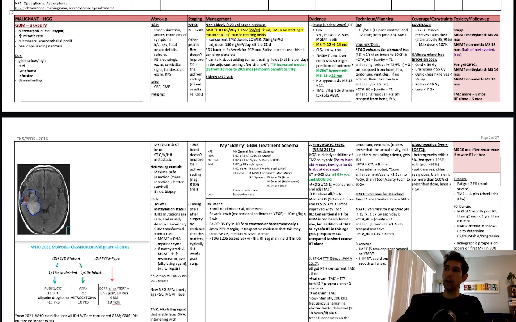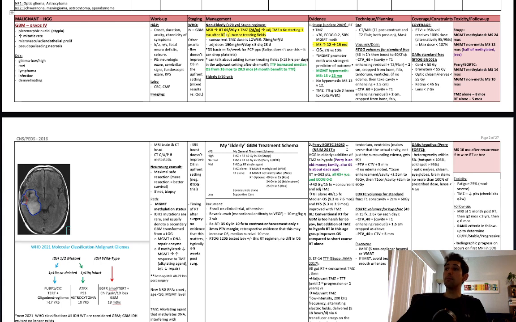They either got 40 gray in 15 fractions plus concurrent and adjuvant Temodar versus radiation alone with the same fractionation scheme, 40 gray in 15 fractions. The median overall survival here was 9.3 months with temozolomide versus 7.6 months, and progression-free survival was 5.3 months versus 3.9 months. Again, improved with temozolomide. The bottom line from this trial is that conventional radiation for GBM is too harsh for patients that are 65 years and older, but the addition of temozolomide to hypofractionated radiation in this age group does improve overall survival compared to short course radiation alone.